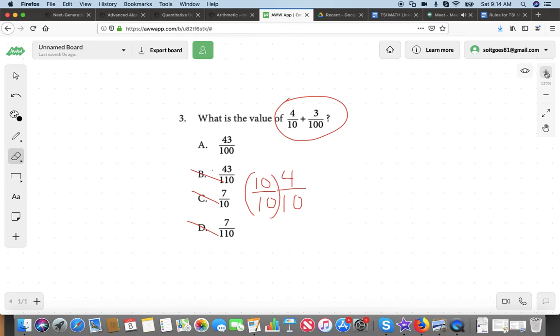Now, do you remember how to multiply fractions? Yeah. How do you multiply fractions? I think the numerators you multiply. Yep, but not just the numerator. Yep, you multiply both the numerator and the denominator. Across, right? So I multiply 4 by 10. What do I get when I multiply 4 by 10? 40. And then what's 10 times 10? 100. And now I've got 4/10 expressed with a 100 in the denominator.